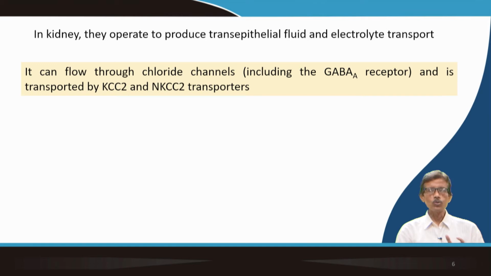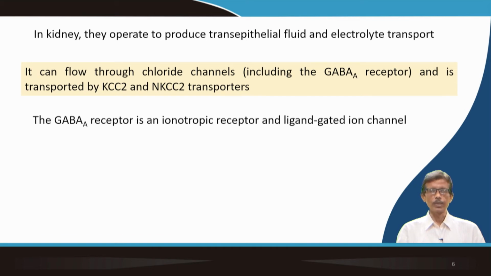So, it can flow through these chloride channels, including one important receptor, the GABA A receptor. So, the GABA A receptor is there and chloride can be transported by, these are the abbreviated names, such that people can understand that they are attached to chloride transportation, KCC2 and NKCC2. So, the N is attached to that transporter only. So, that is one type of that particular thing.